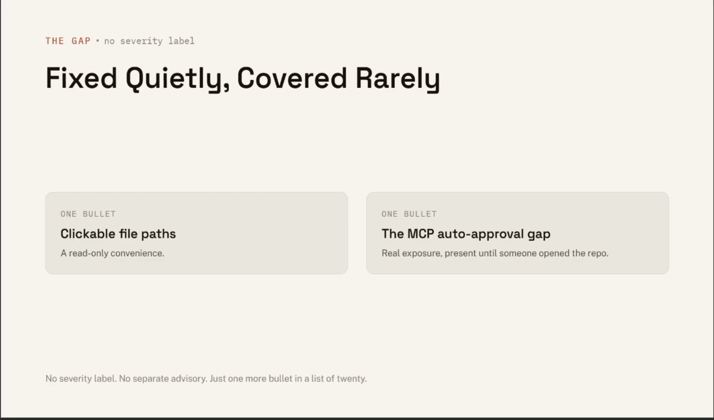The status flipping bug in the agent's view had been live long enough that people built workarounds around it, refreshing screens, double checking sessions marked done before trusting them. The MCP security gap meant opening an unfamiliar repository could silently hand it the ability to run background servers, a detail with real exposure for anyone cloning code from outside their own organization. Both shipped in the same release as read only conveniences like clickable file paths, with no distinction in the changelog between the two, no severity label, no separate security advisory, just one more bullet in a list of 20.